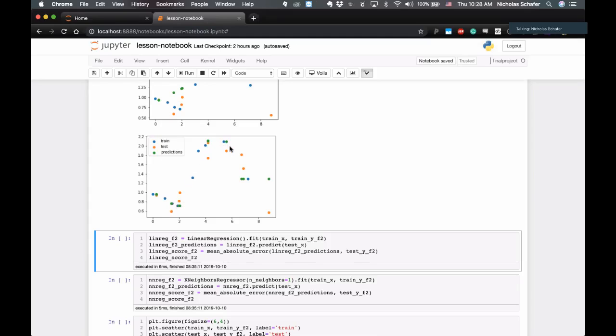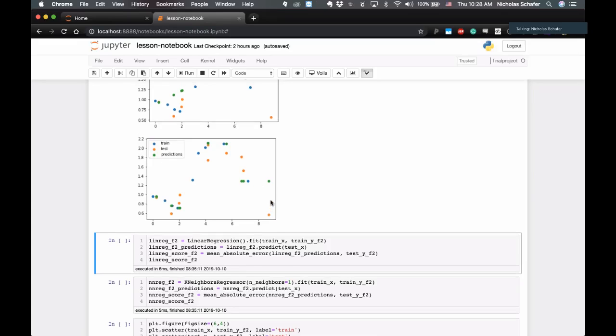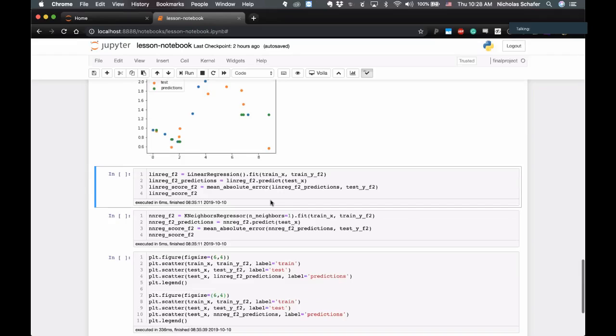You can see that in general, the green dots follow the orange dots reasonably well. So that's why you end up with a little bit lower mean absolute error in that case.